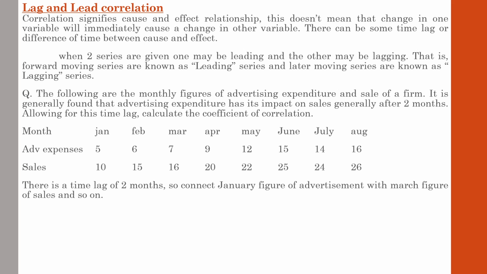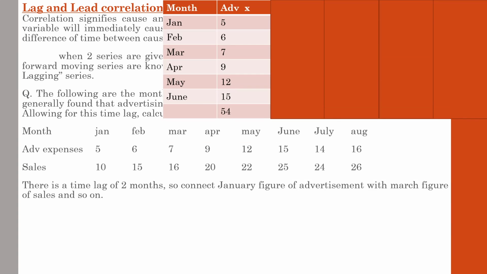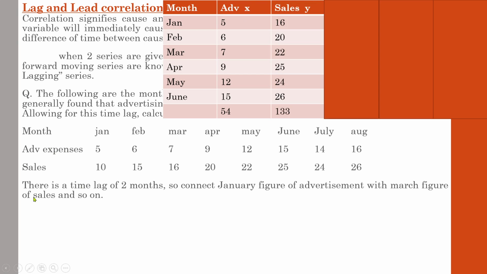So let's copy down all these details in a table. In the question it is said that for the operations of January to June, in January you will spend 5, 6, 7, 9, 12 and 15. Since the details regarding advertisement are given first, let us assume that it is X. The next one, sales, comes after advertisement expenses, so let it be Y.